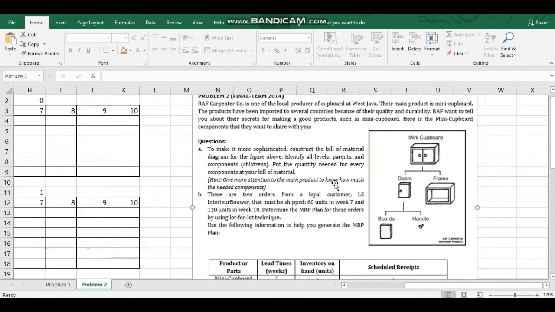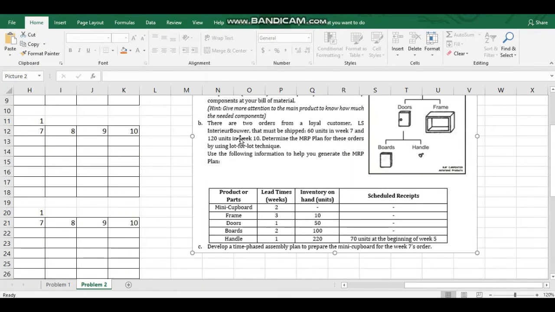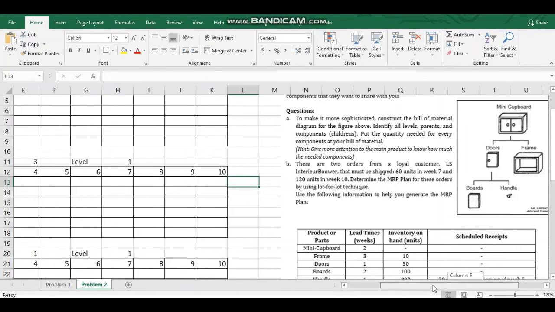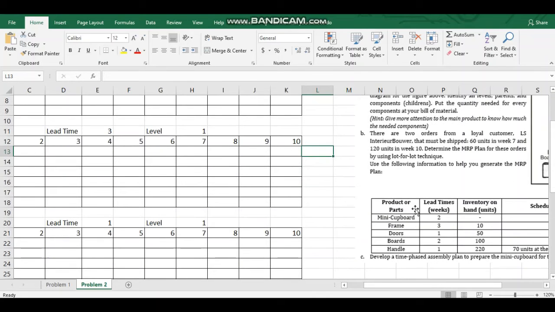For the quantity, maybe we could do it in the next question, which is question B. So next to question B, there are 2 orders from a loyal customer, at week 7 and week 10. And now we're going to do the MRP plan for this order using the information in this table.